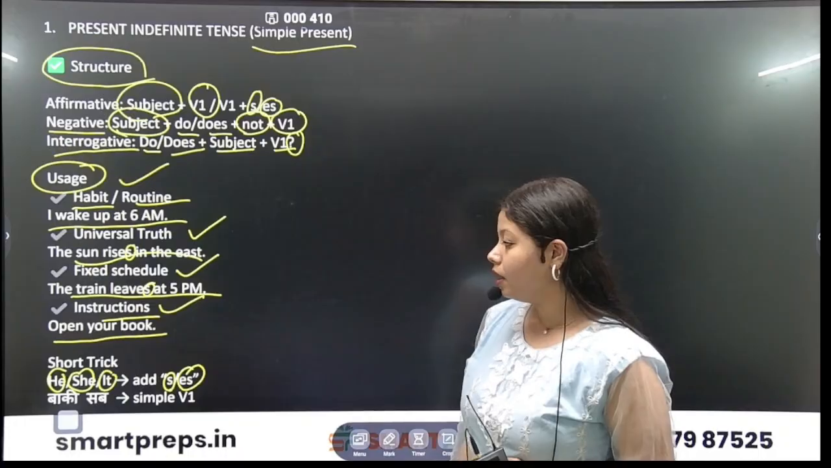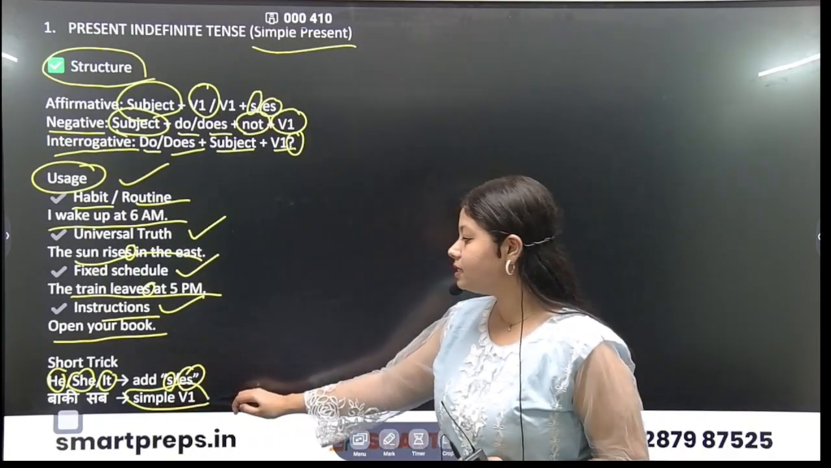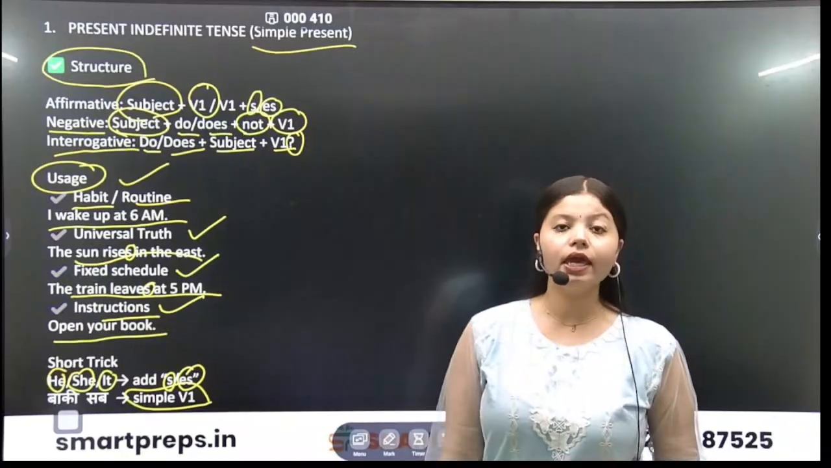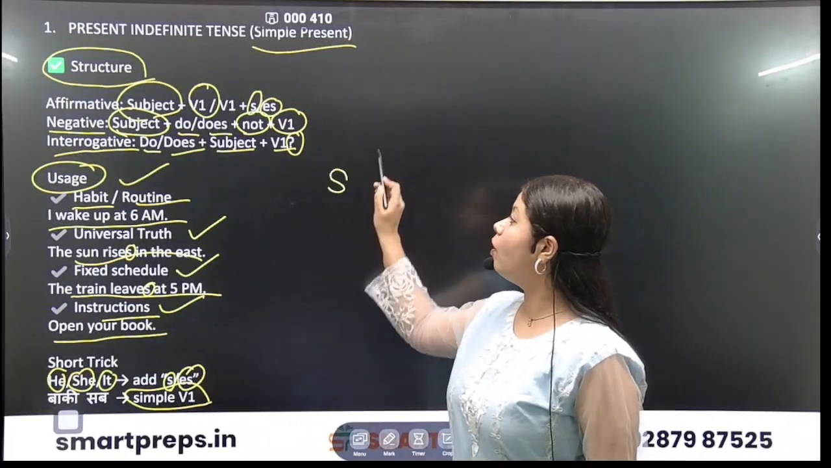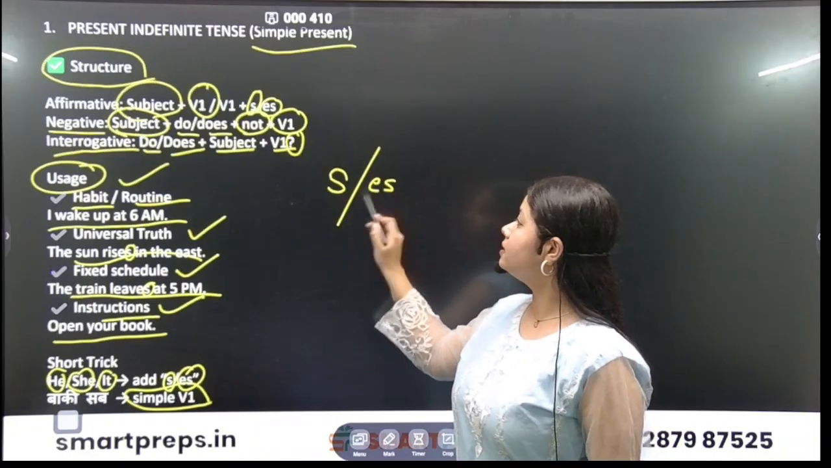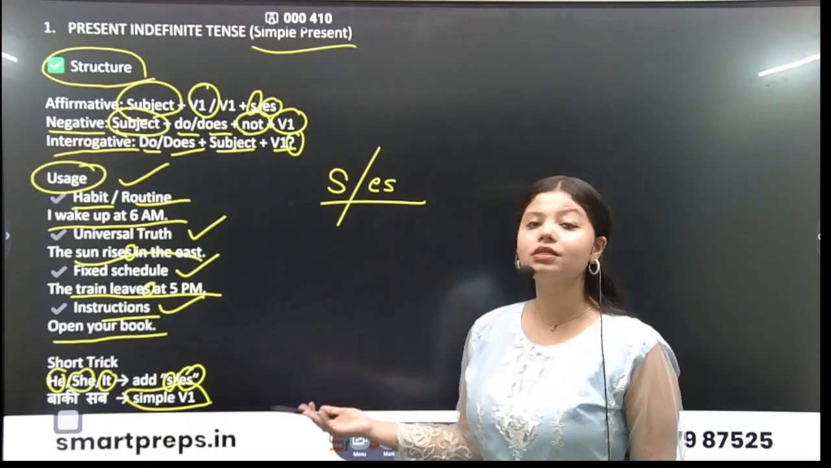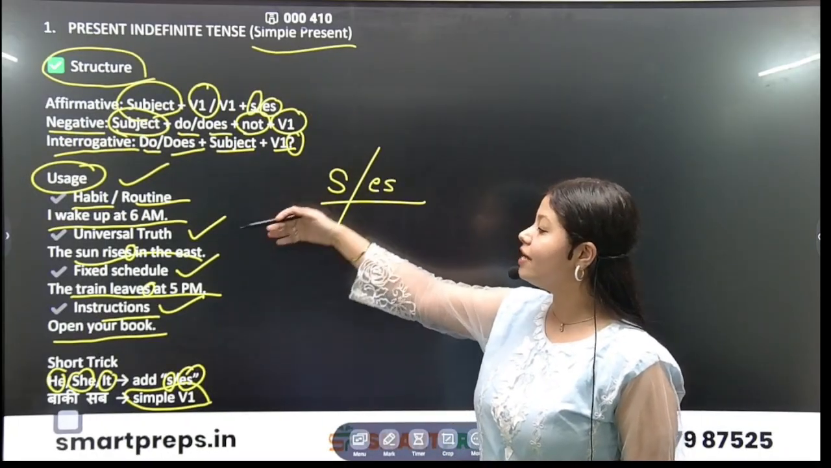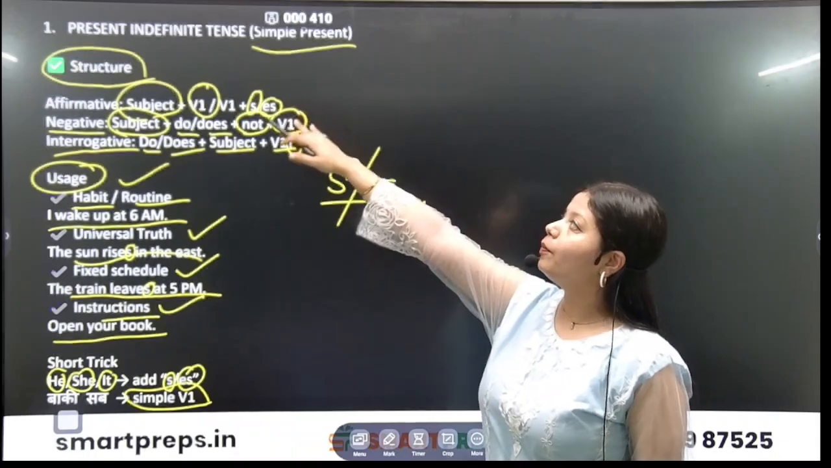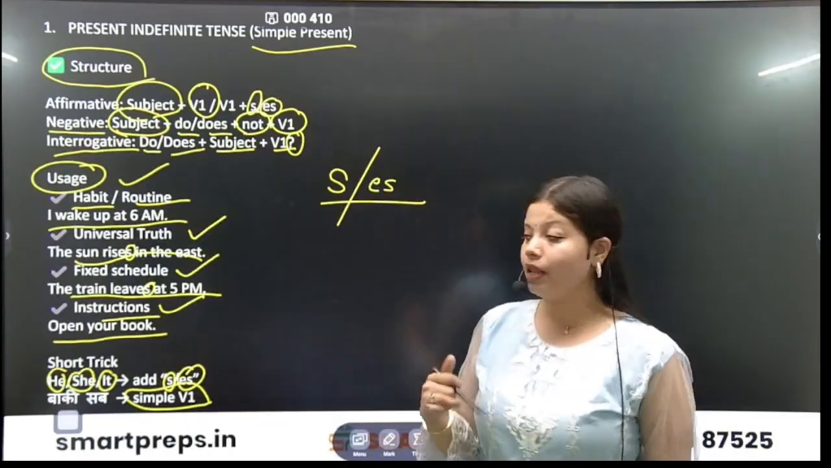So the rest of them are simple verbs. Otherwise we will be putting one S or ES along with the verb. Otherwise the rest are simple verbs. So this was all about the structure, the usage, and the short trick of present indefinite tense, or what we call simple present.